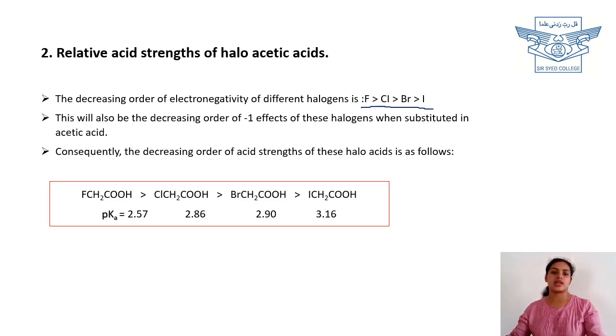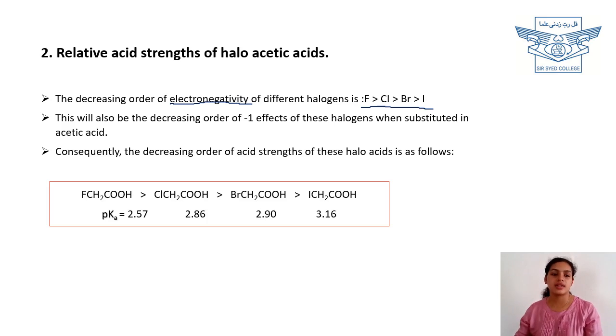That we can understand from the electronegativity value itself, because fluorine is most electronegative, then comes chlorine, then comes bromine, and then comes iodine. So the electron pulling effect also depends upon the electronegativity. So who will pull stronger? Definitely the most electronegative element will pull the electron stronger. Therefore, fluoro will be more acidic, then comes chloroacetic acid, then comes bromoacetic acid, and then comes iodoacetic acid.